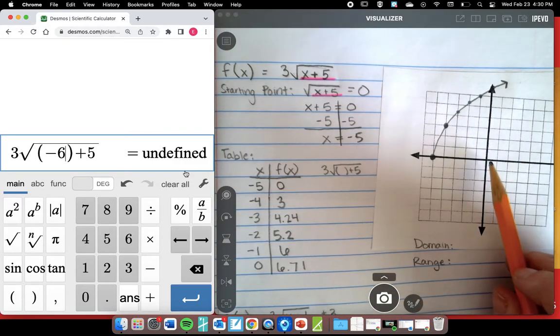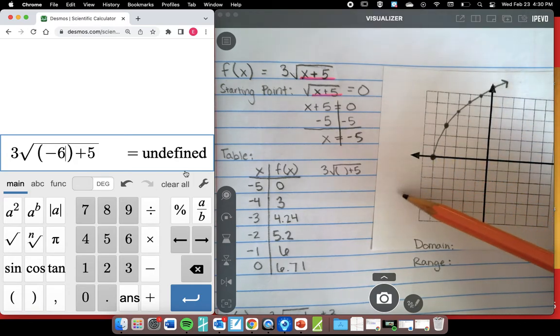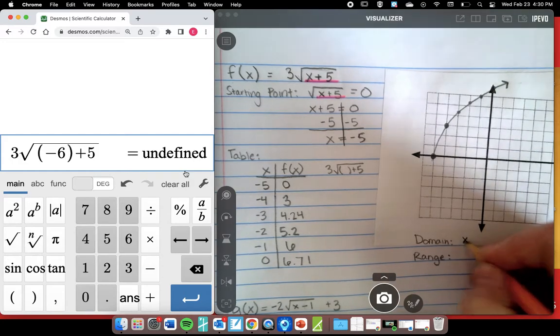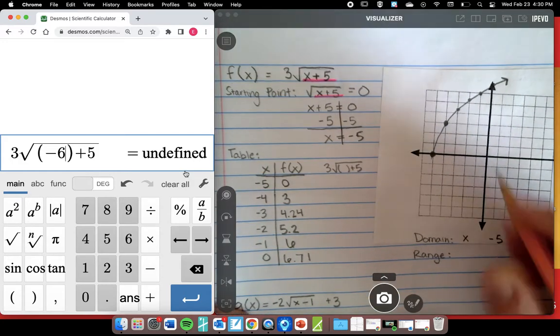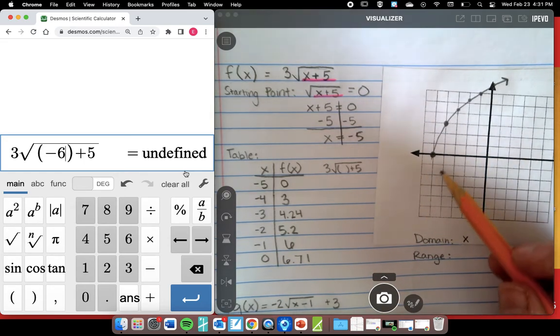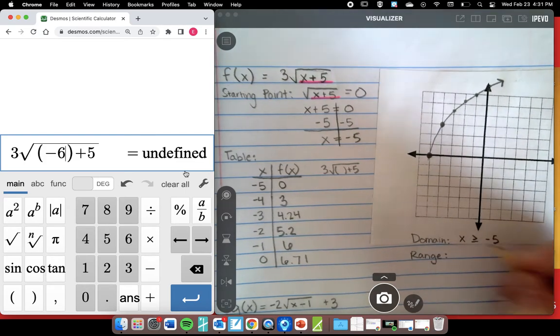So for domain, I'm thinking left and right, and I see from my starting point, this is always going to go right, right, right, right. It's always going to go to the right. But it stops, it doesn't keep going left. So my furthest point left is negative 5. As I look at my x-axis, the furthest left is negative 5. So when I compare x and negative 5, do I want the numbers that are bigger than negative 5 or the numbers that are smaller? And it's going to the right, so I want numbers bigger than or equal to negative 5.